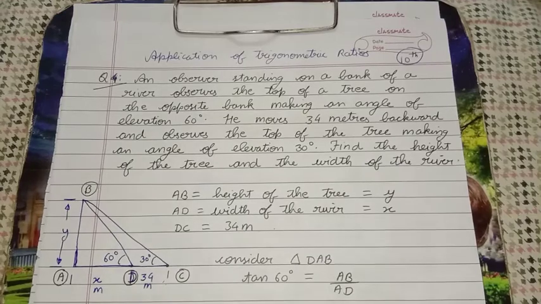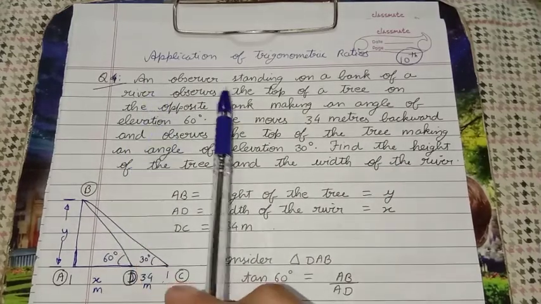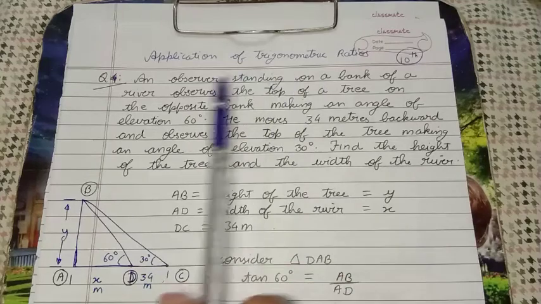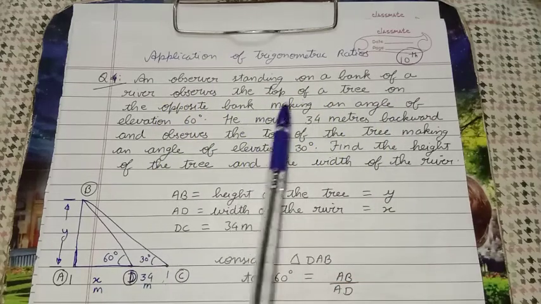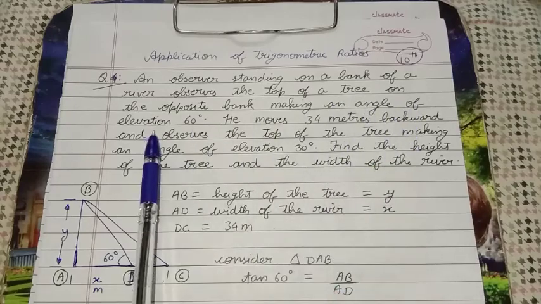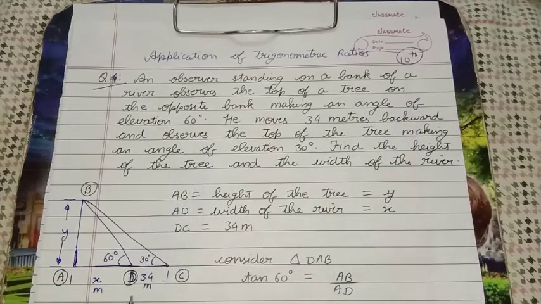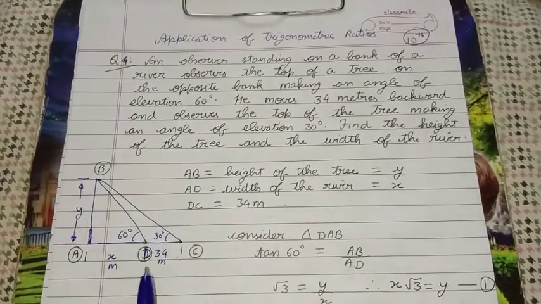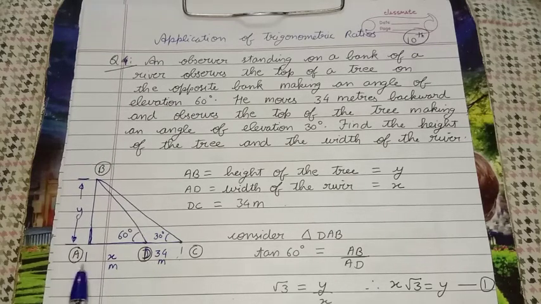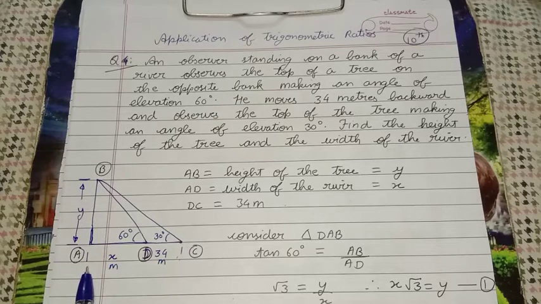Okay, so let us begin. An observer is standing on a bank of a river, observes the top of a tree on the opposite bank, making an angle of elevation 60 degree. See here, can you see this figure? When I read the problem, you just simultaneously watch this figure. Here at point D, an observer is standing. This is river bank AD. This is the river, and this point A is on the opposite bank of the river.